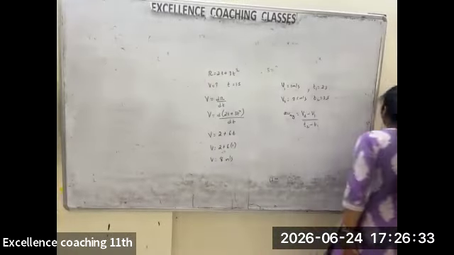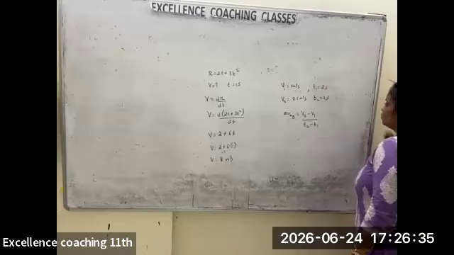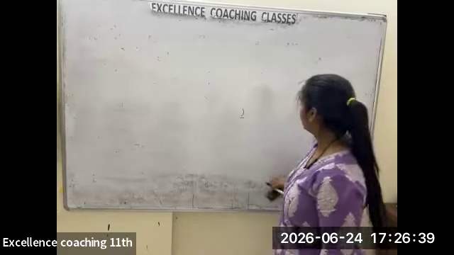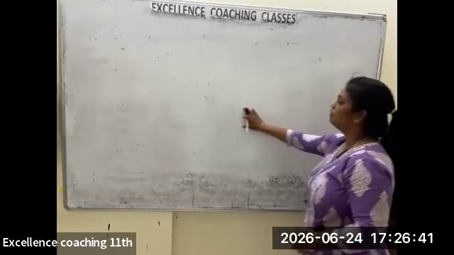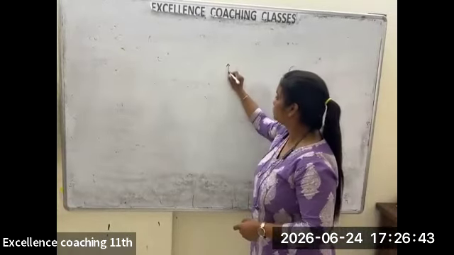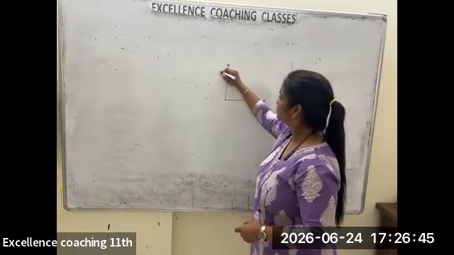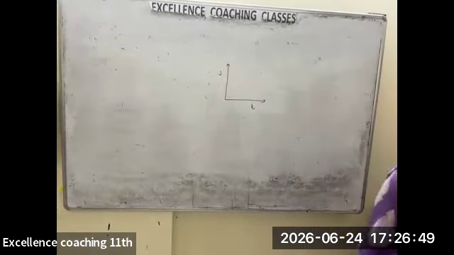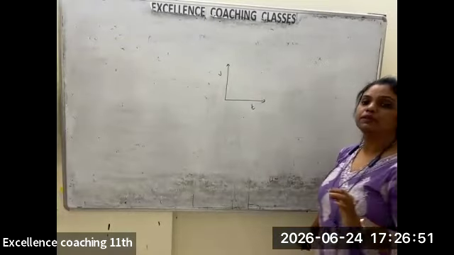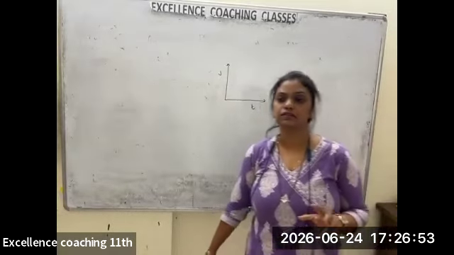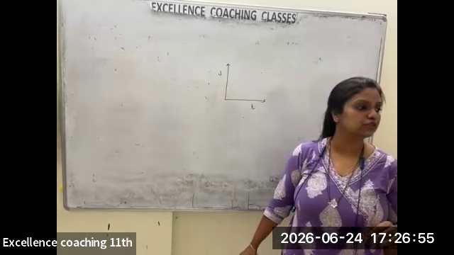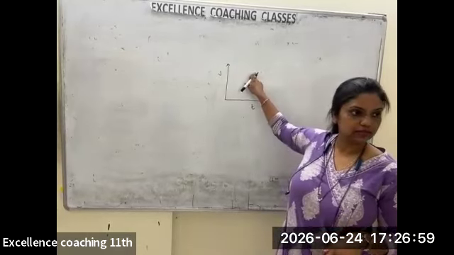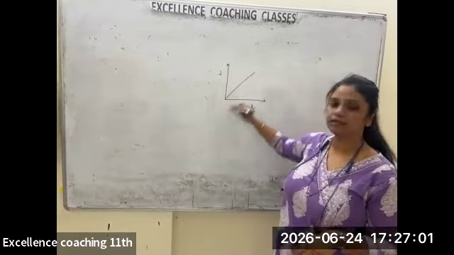First of all, what do you have to draw? You need to draw a velocity time graph, a VT graph for uniform motion. What do you mean by uniform motion? Listen here first. What do you mean by uniform motion? See, this is uniform motion.